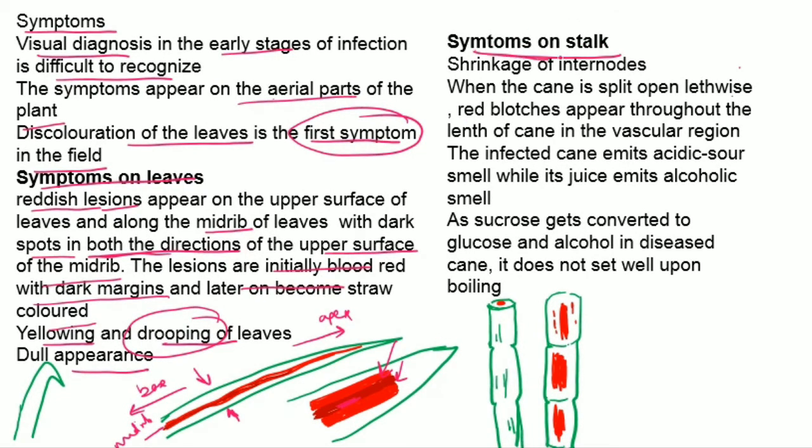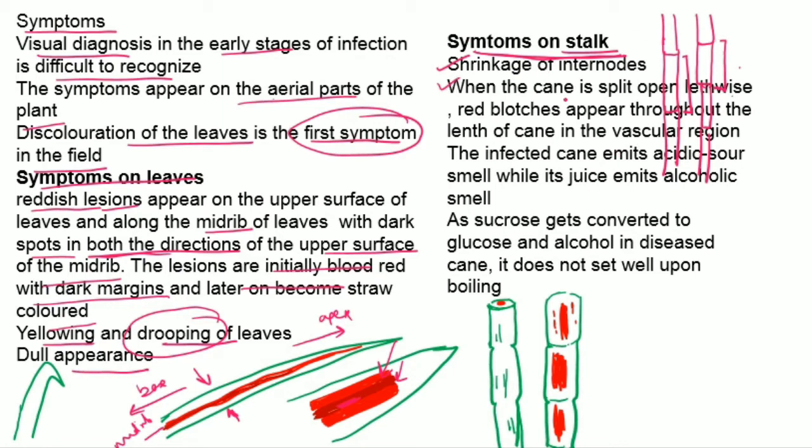The symptoms that occur on the stalk, that is the stem, are shrinkage of internodes. Shrinkage means shortening of the internodes. In a normal sugarcane plant, the internodes appear somewhat like this, they are elongated, but when the pathogen Glomerella tucumanensis attacks it, the internode starts to shorten, suppose this much. So you see, initially the length of a normal internode is this, but the diseased internode is this much.